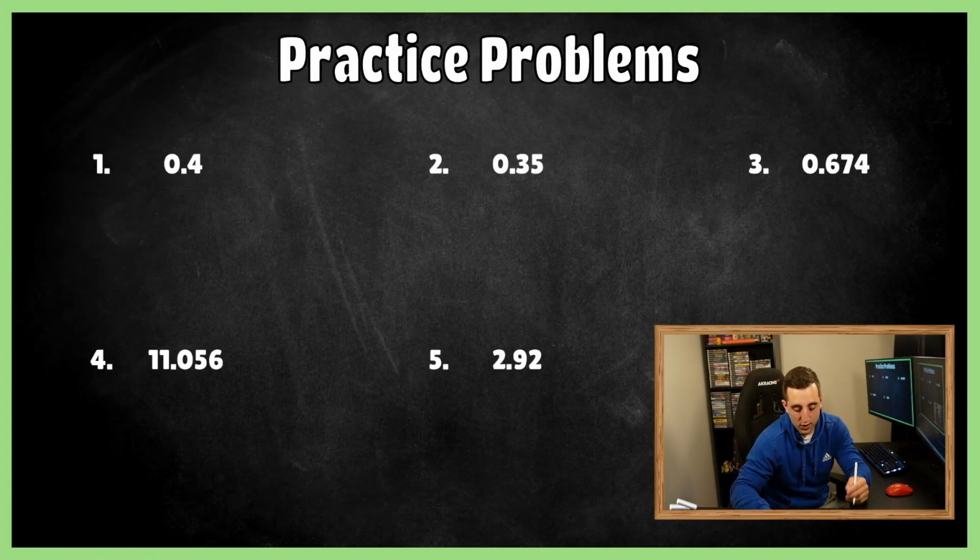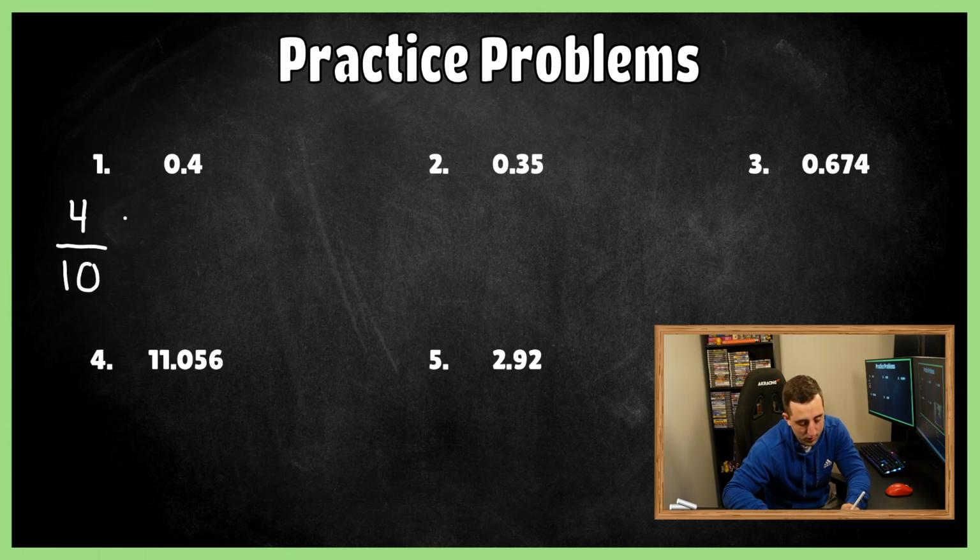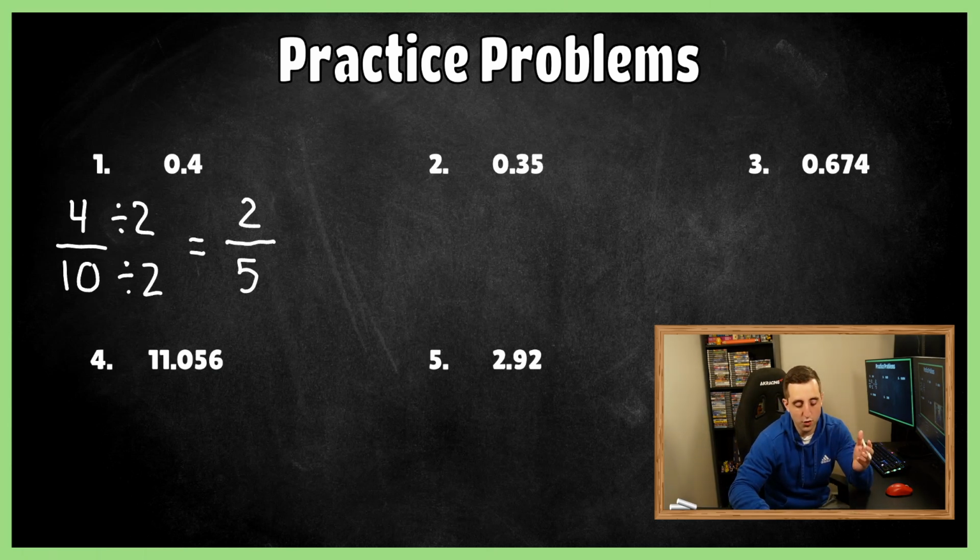Right, for number 1, let's jump into it. We have 0.4, so it just goes to the tenths place. So now we have 4 as our numerator, 10 as our denominator, and then 4 and 10 are both divisible by 2. So 4 divided by 2 is going to give us 2 in our numerator, and 10 divided by 2 is going to be 5. So our final simplified fraction is 2/5.